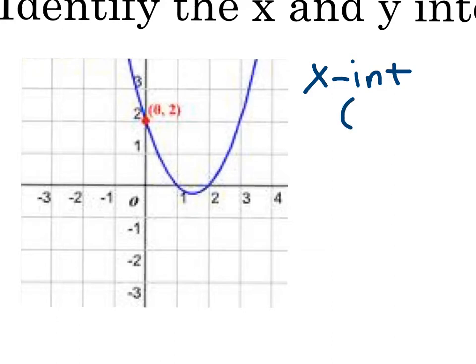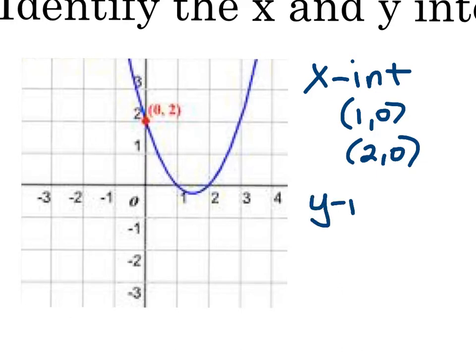So the x-intercept is when the y is 0, right? So it would be (1, 0) and (2, 0). Make sure you give me coordinate points. And the y-intercept is where? Good, (0, 2). Easy stuff, right? If it was a decimal, approximate it. If it looks like less than half or about half or bigger than half, just approximate it, okay?